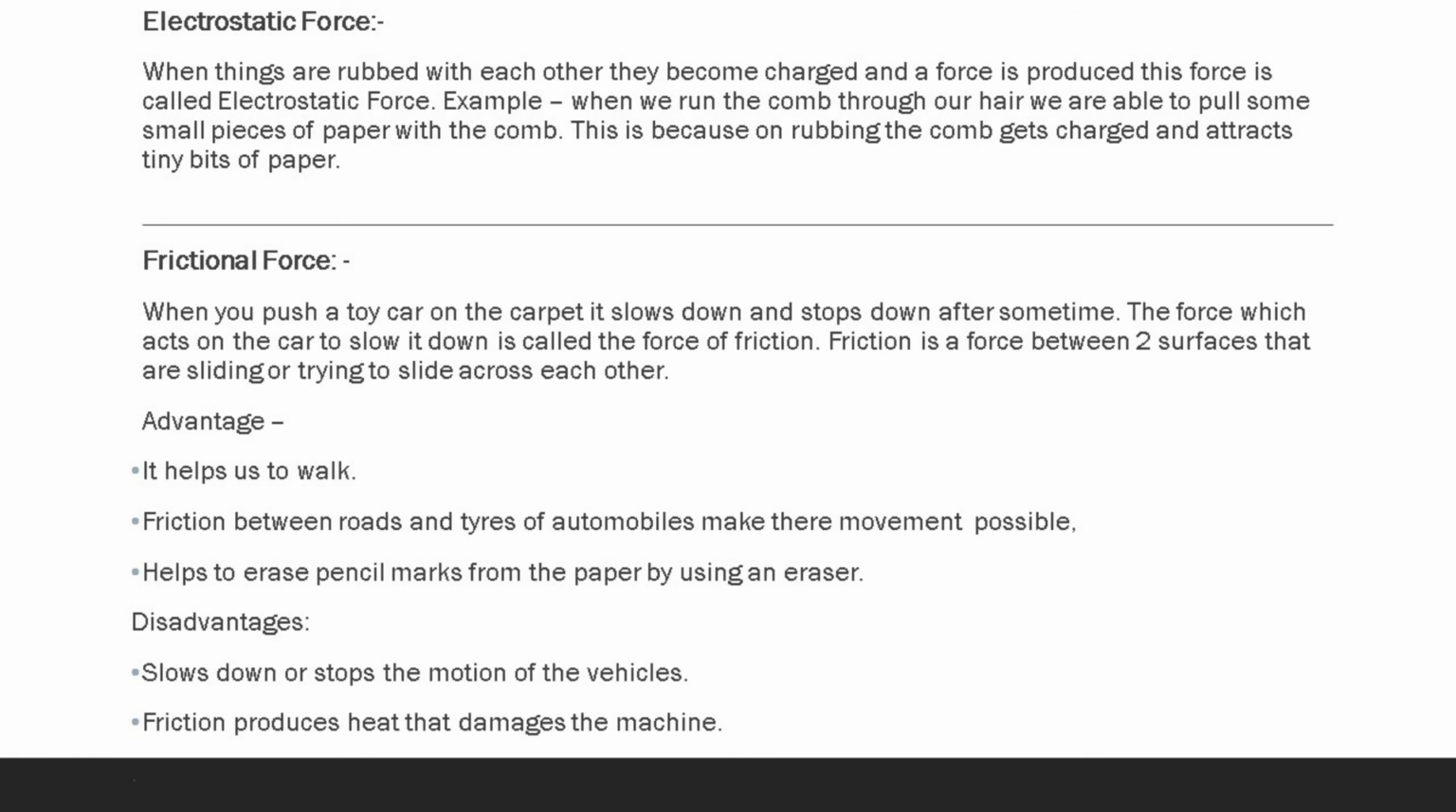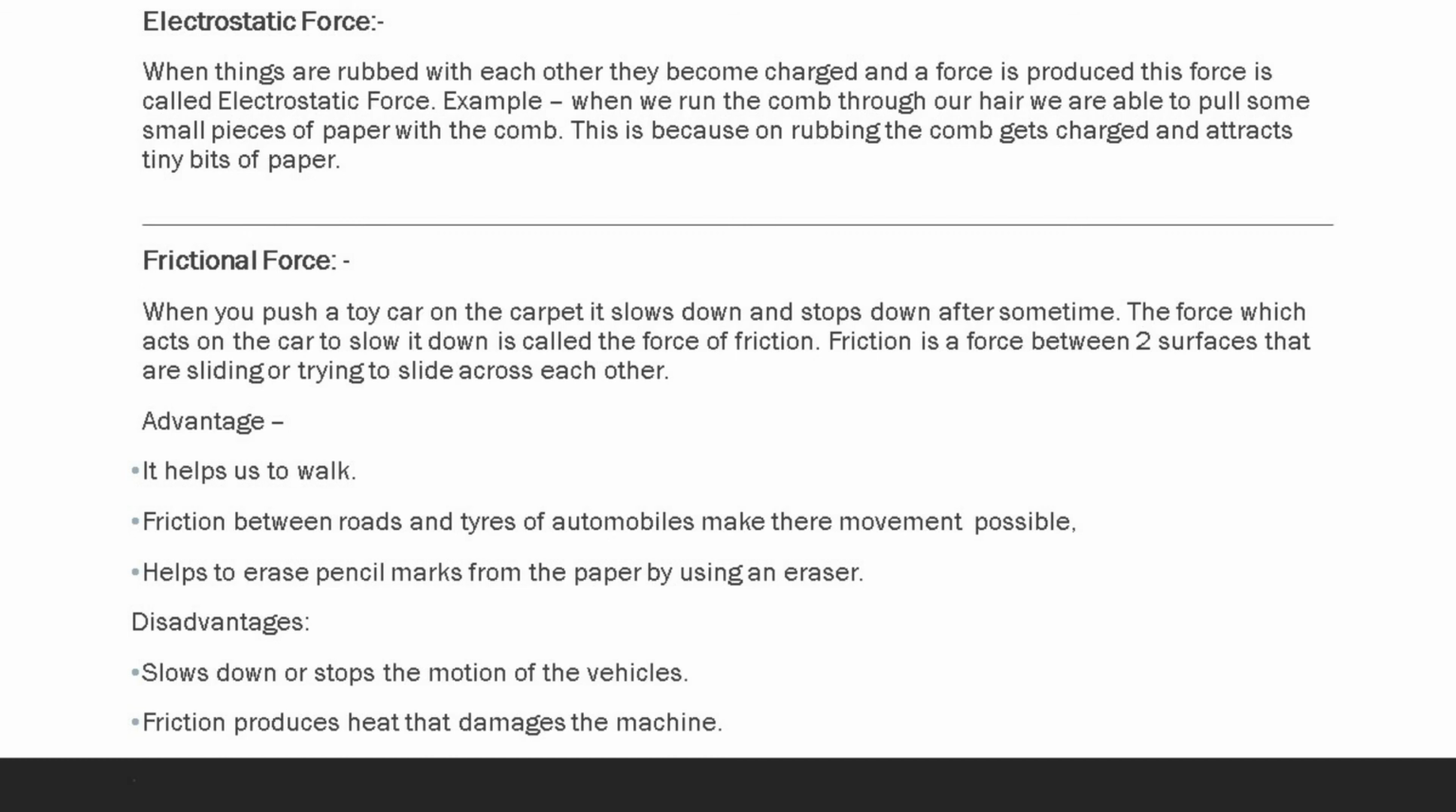Friction is a force between two surfaces that are sliding or trying to slide across each other. And what is the advantage of friction? It helps us to walk. If the surface is very smooth, it is very difficult to walk. We can slip down. Suppose in the bathroom we leave soap, and if we walk through it, we can slip and fall. So it reduces the friction and we are not able to walk properly. So friction helps us to walk properly.